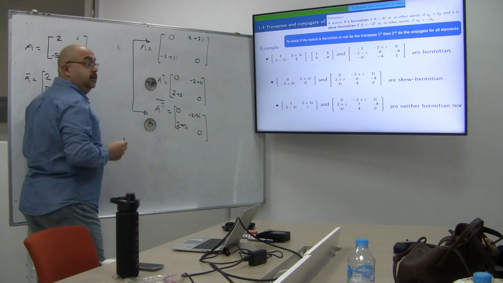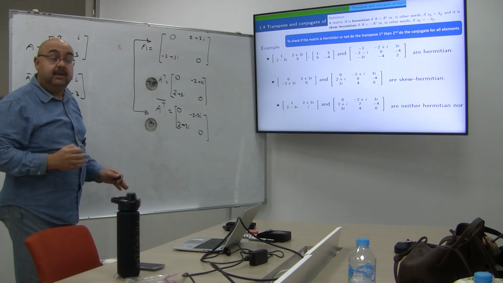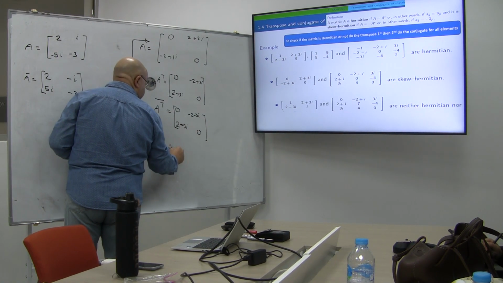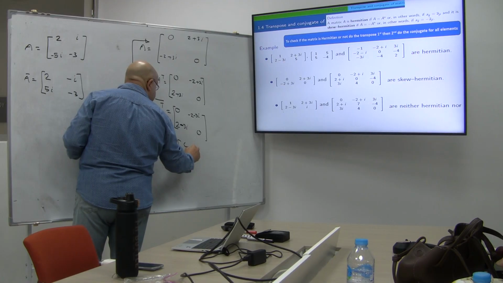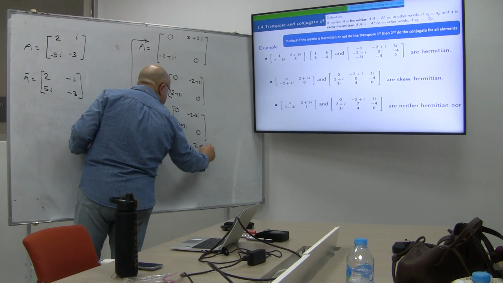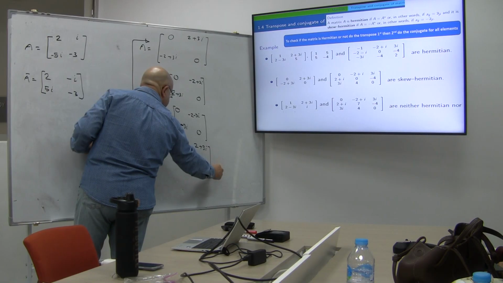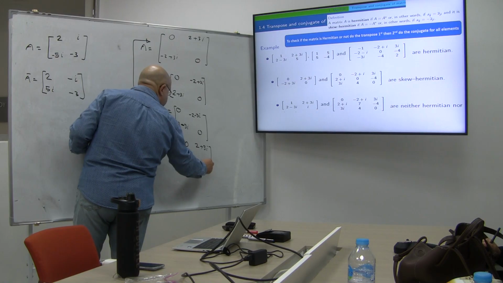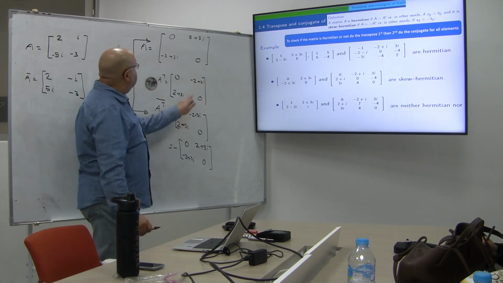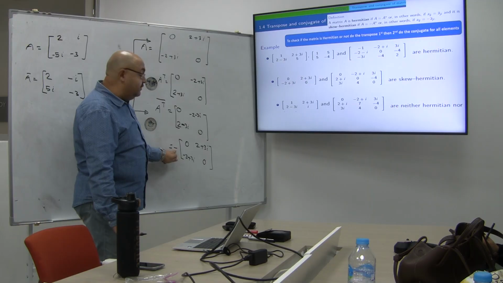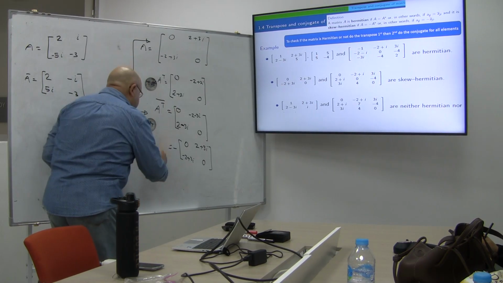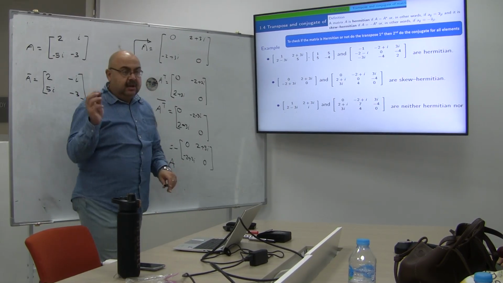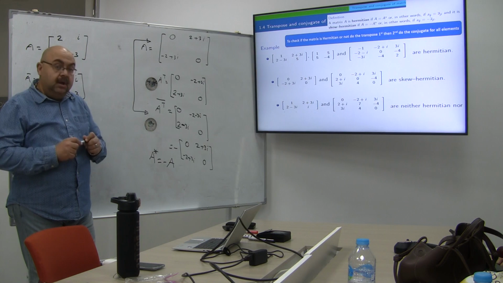What difference is there between these two matrices? Yes, the negative sign. If I take the negative sign as a common factor, I will find that it is 0, then 2 plus 3i, then negative 2 plus 3i and 0. So it is exactly like the main matrix, but with a negative sign, which means A star is equal to negative A. That's a skew Hermitian matrix.